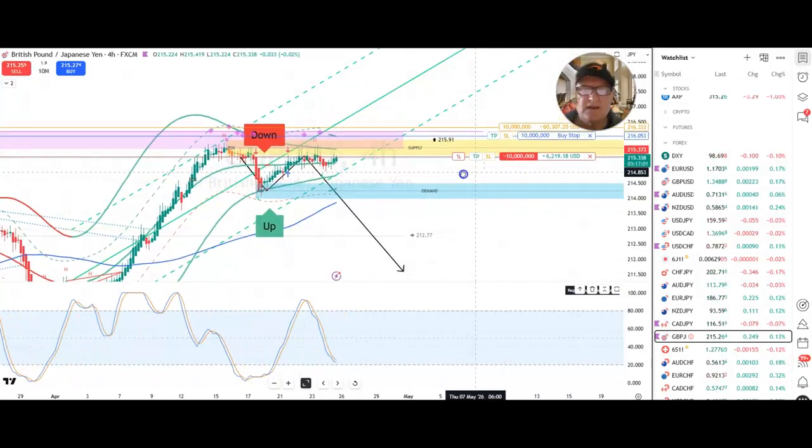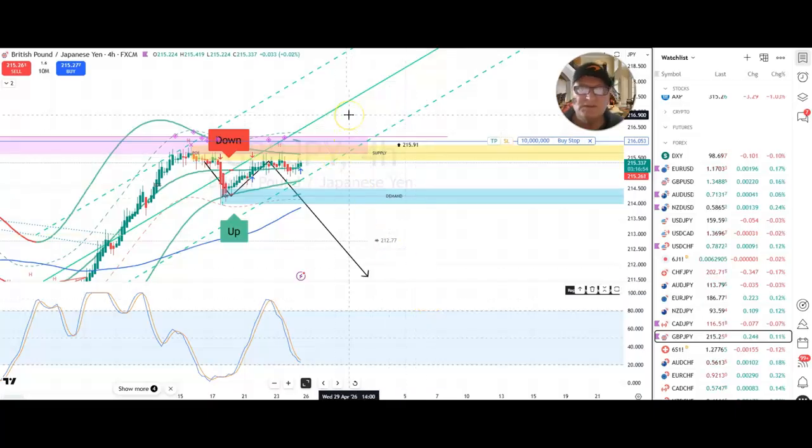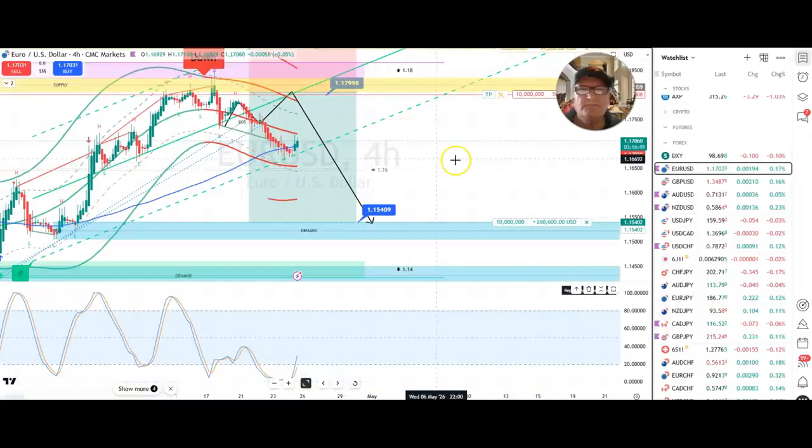But I'm going to close this down for a small profit, again, purely based upon price action, purely based upon very low volumes in the market. Just going to flick through just quickly.